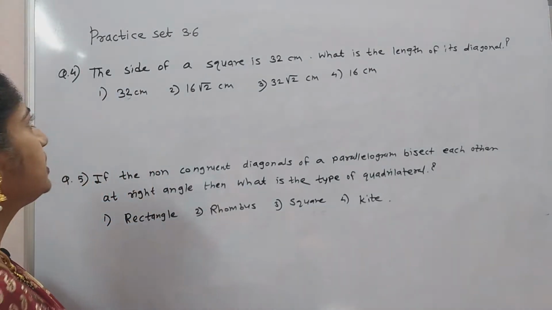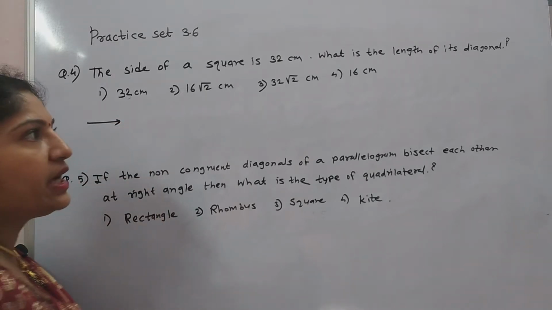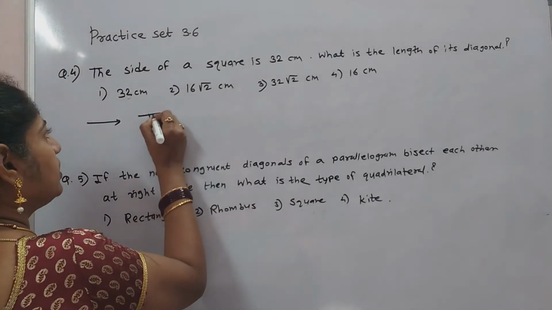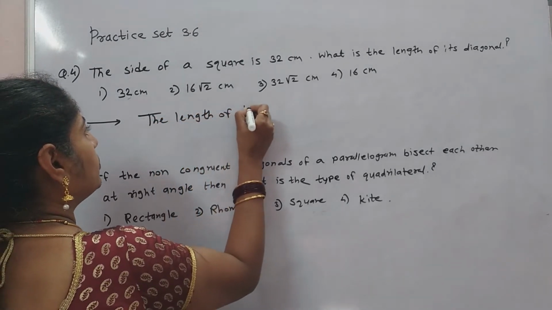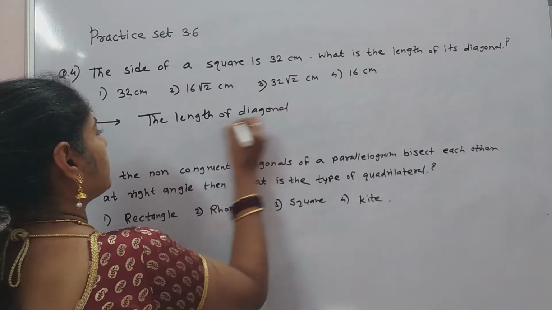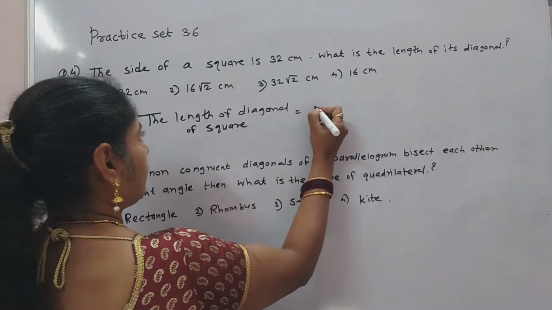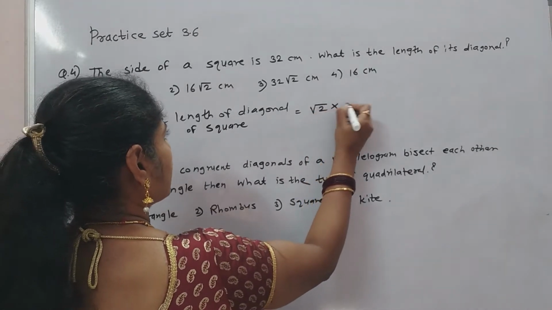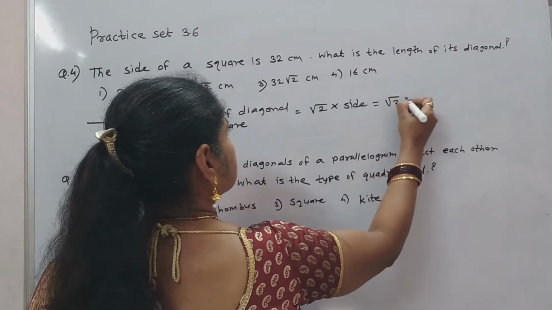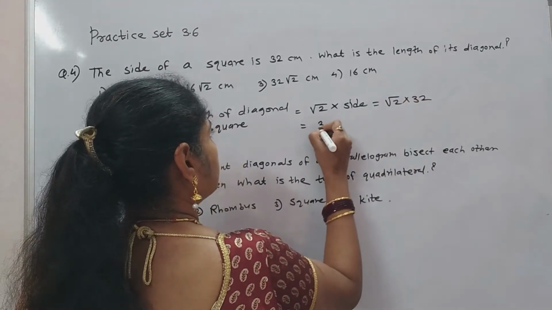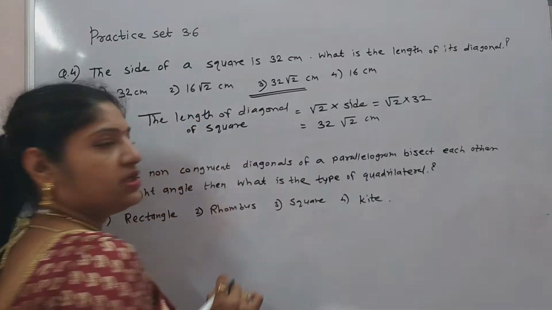Next question: the side of a square is 32 centimeters. What is the length of its diagonal? Use the formula: the length of the diagonal of a square equals √2 times the side. So √2 times 32. Our answer is 32√2 centimeters. So option number 3 is the correct answer.